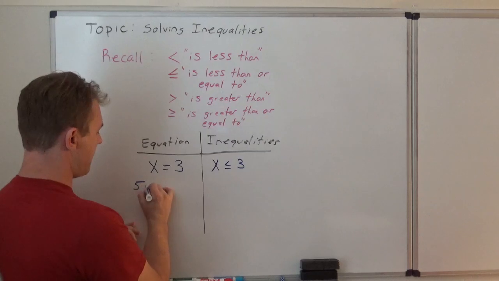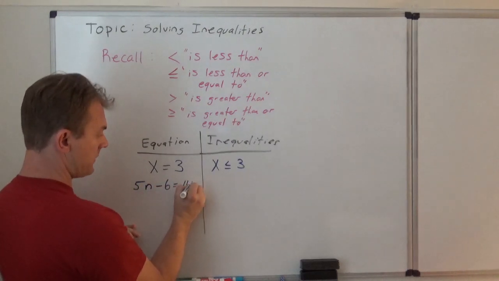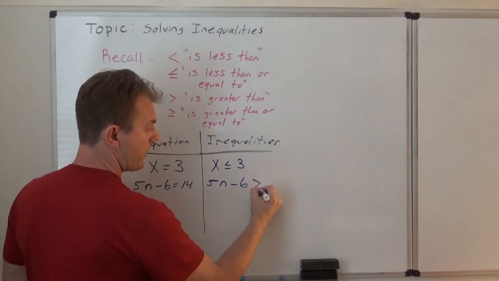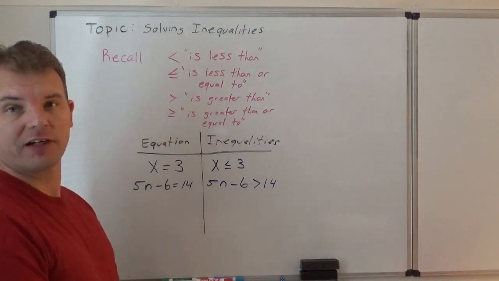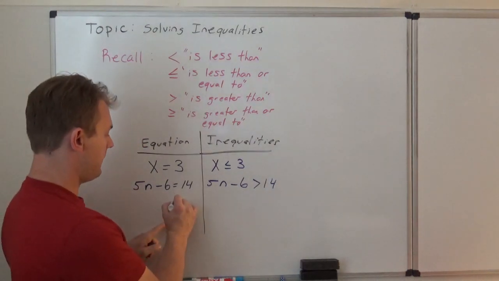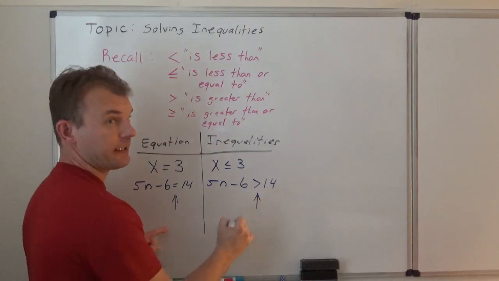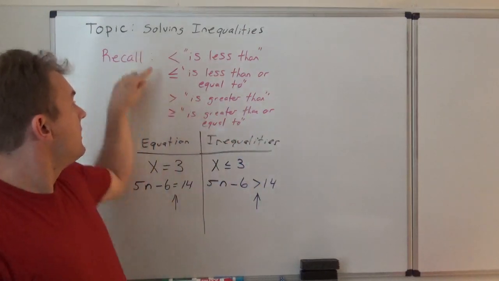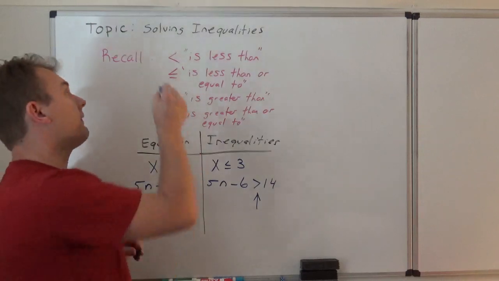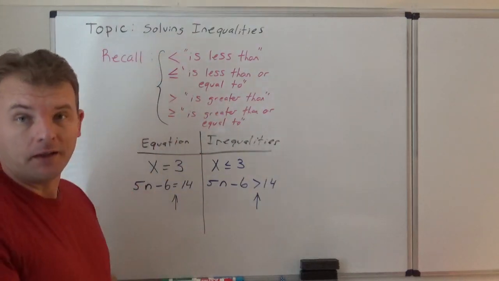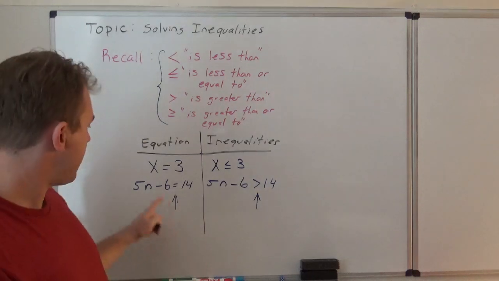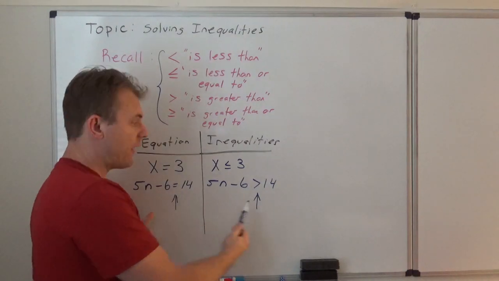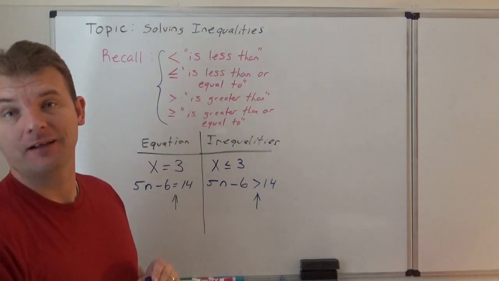And let's say we have 5n minus 6 equals 14, and we have 5n minus 6 is greater than 14. Do you see the difference? That one's using the equal sign and this one's using the inequality. So when we're doing inequalities, we have to have those basic signs to make this an inequality. But we're going to do the same thing as we did solving our equations, just making sure we do them with an inequality instead.